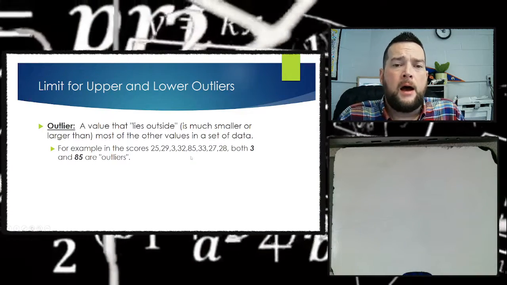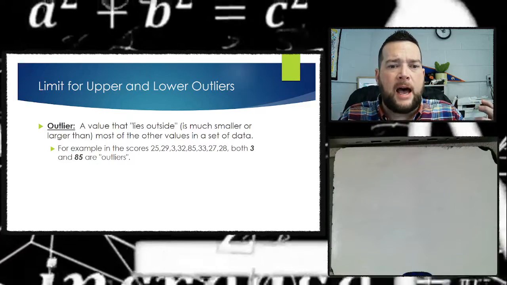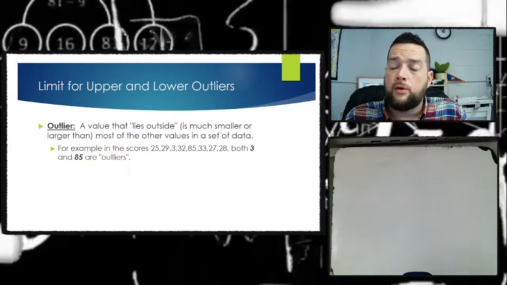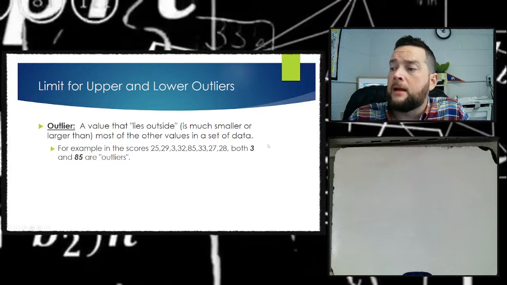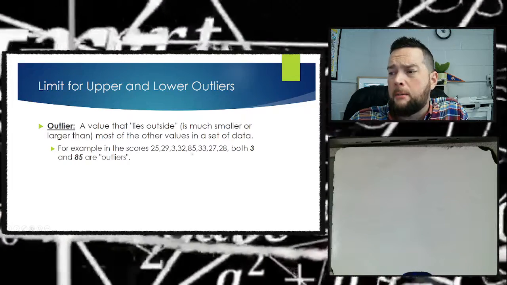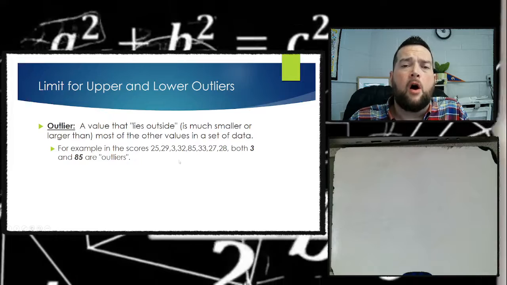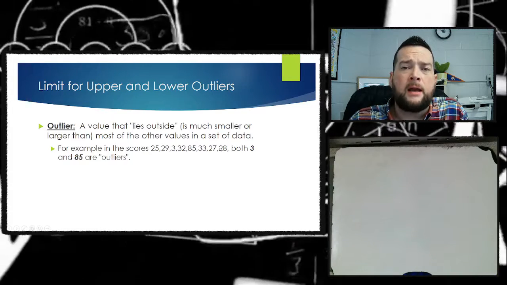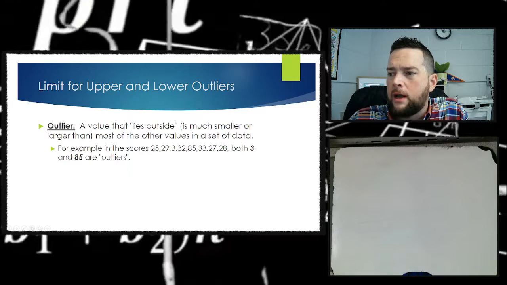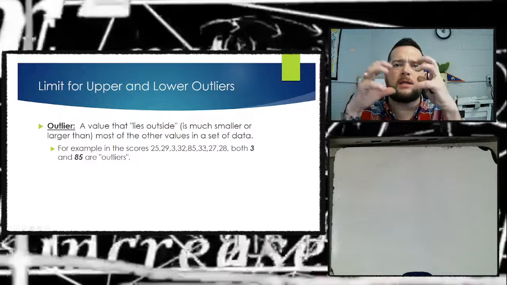Outliers are values that lie outside most of the other values in the data set. You have an example right here on the screen. If we had a question that gives us quantifiable data and you came up with these numbers, 25, 29, 3, all these different data values, you notice that most of them in this set are in your 20s and lower 30s, so you see kind of a cluster of the data.